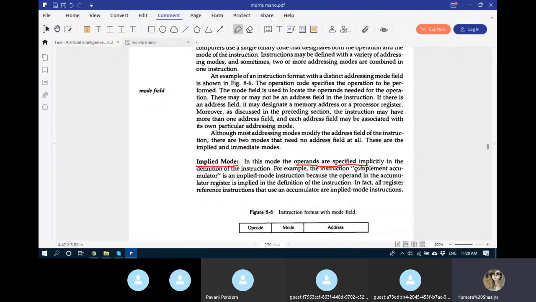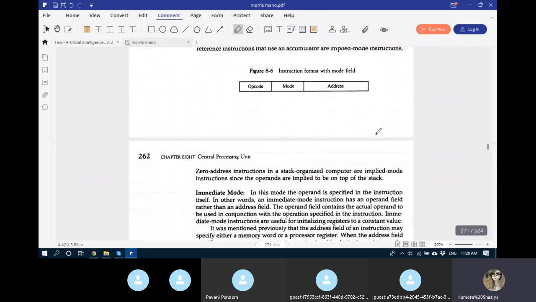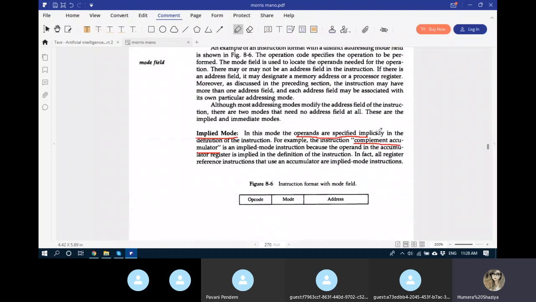For example, complement accumulator. If I say complement accumulator, then where is the operand? Can anyone tell me where is the operand in complement accumulator? Yes, students, addressing mode specifies where the operand is located. There are various addressing modes. First one is implied mode. In implied mode, you don't specify where the operand is.